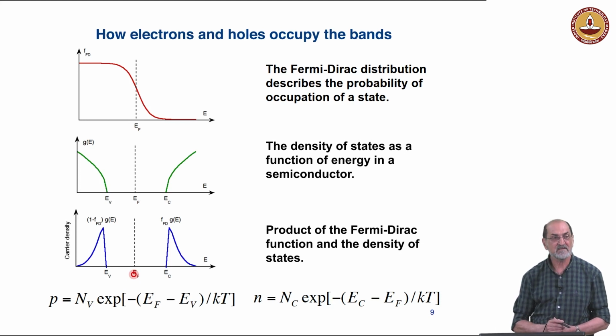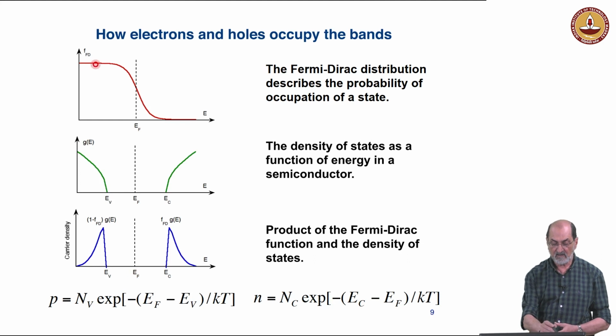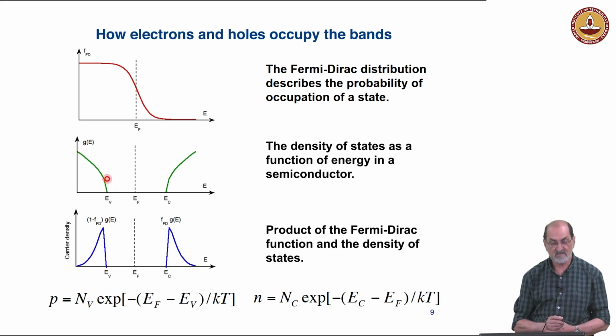Why is it not exactly the same? The Fermi-Dirac function has a point of symmetry here. What is responsible for the lack of exact symmetry is the density of states, which is not exactly symmetric. The bands are not exactly the same.